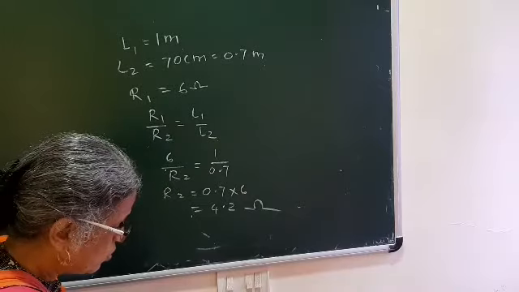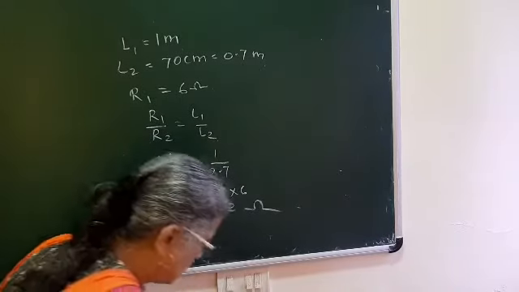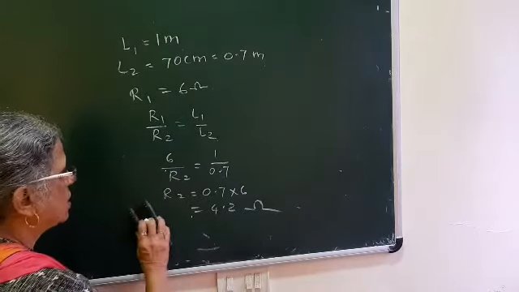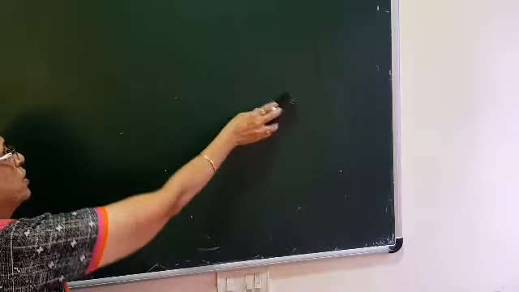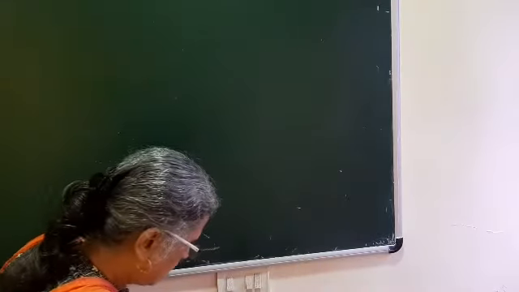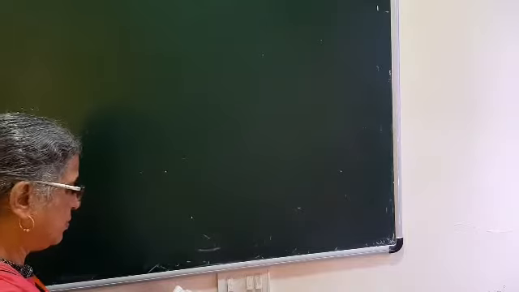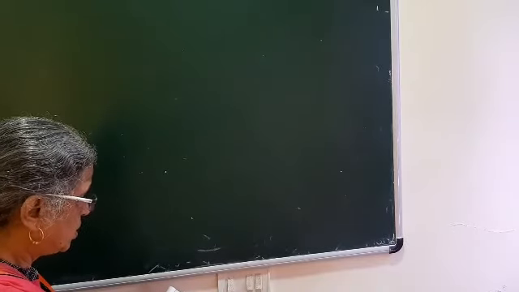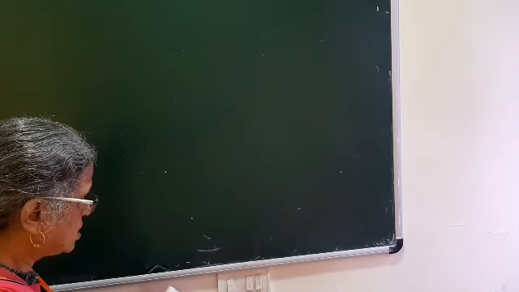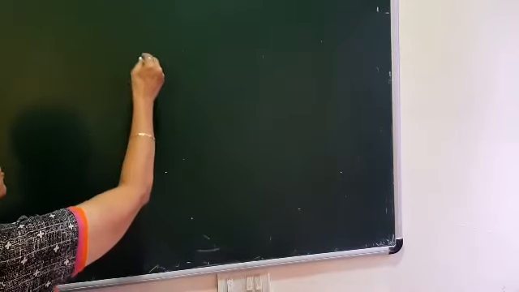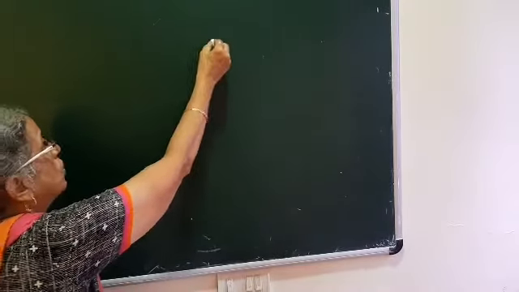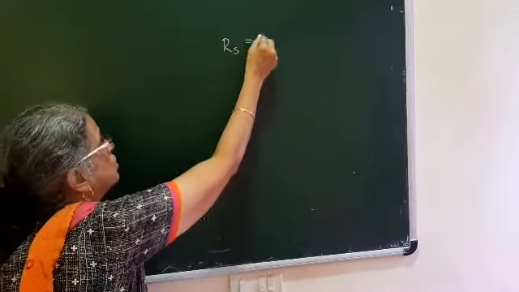Second one, when two resistors are connected in series, their effective resistance is 80 ohms. This sum is slightly different, but they asked it in your exam, so you have to solve this. So when two resistors are connected in series, their effective resistance is 80 ohms. They have given you Rs is equal to 80 ohm.